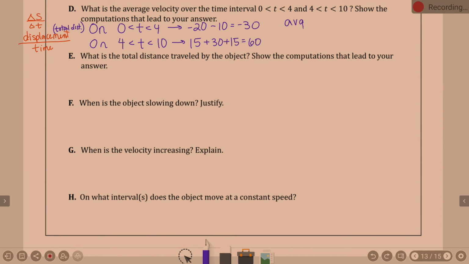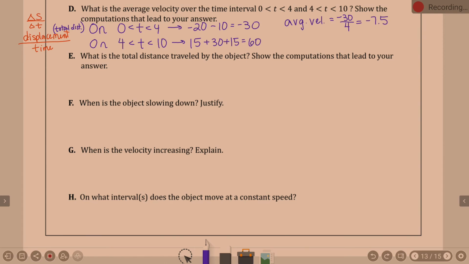average velocity, yes? So average velocity in the first interval, displacement divided by time. My displacement is negative 30 divided by the time, which is, what's the change in time? 4. Negative 30 over 4, negative 15 over 2, which is also negative 7.5. Whatever makes you happy there, right?